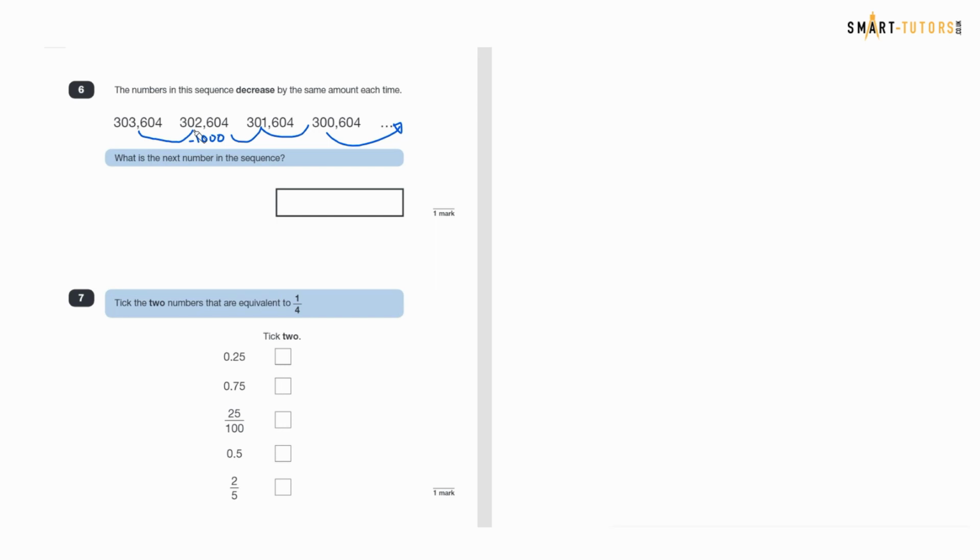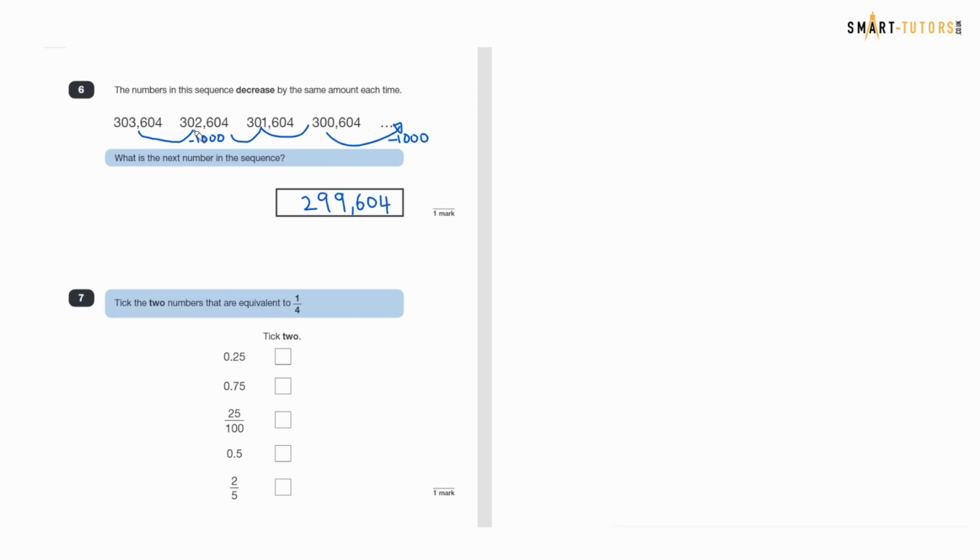So you need to do 300,604 minus 1,000, which equals 299,604. Wow, that is excellent. I don't need to add any more explanation on that question. So let's move on to question number 7.